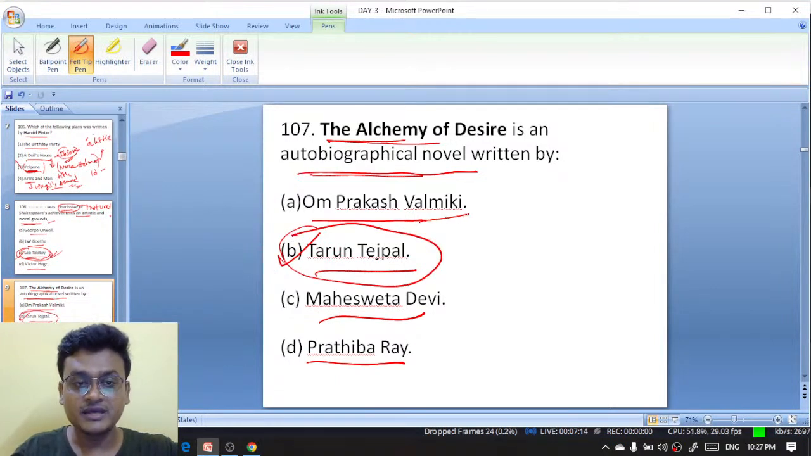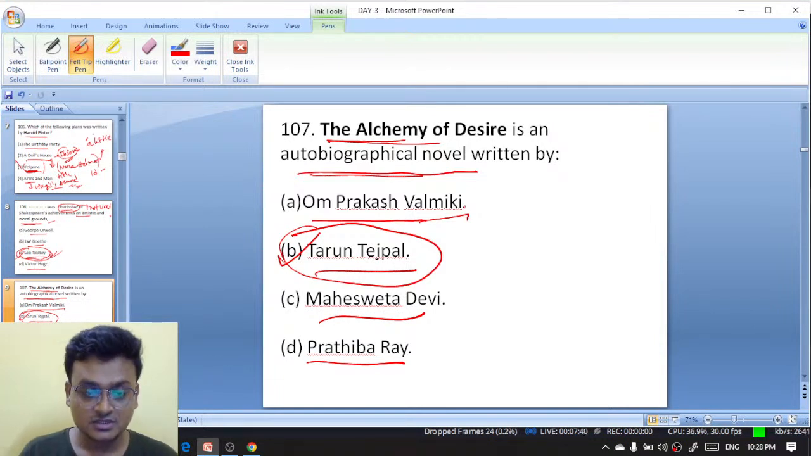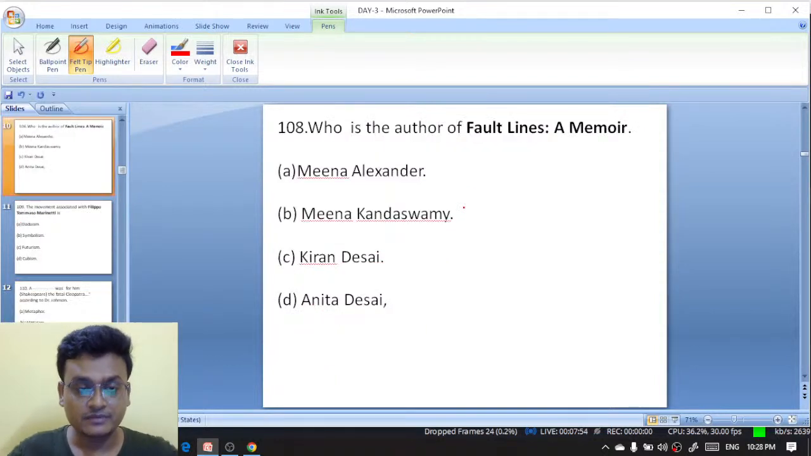And Om Prakash Valmiki has written which famous work? Now tell me, which famous work was written by Om Prakash Valmiki? Do write in the comment box which is the famous work written by Om Prakash Valmiki from the era of Dalit literature.